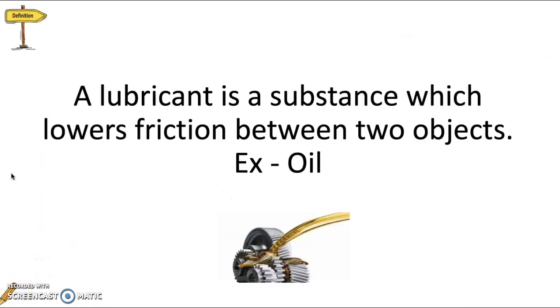So, what can we do to overcome friction? Well, a fantastic example is a lubricant. Now, a lubricant is a substance which lowers friction between 2 objects. For example, oil. So again, could you please write down this definition of a lubricant? And this is one of the ways that we can overcome friction.